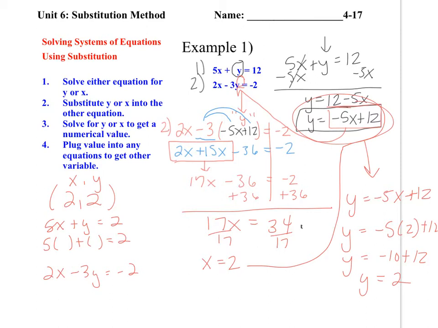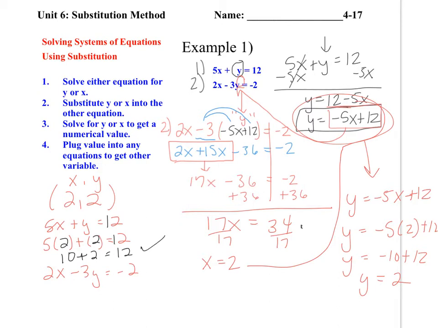So if we check this out, I'm going to put a 2 in for x and a 2 in for y. 5 times 2 is 10, plus 2, oops, that was supposed to equal 12. I copied it down wrong, equals 12. Is that a true statement? Yes, it is. So we know that one checked out well.